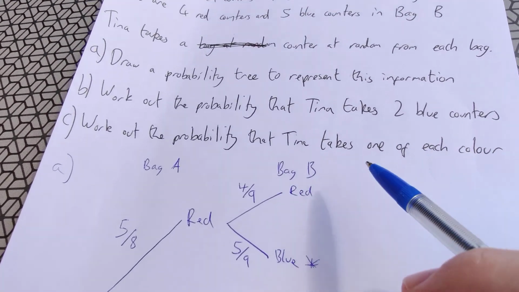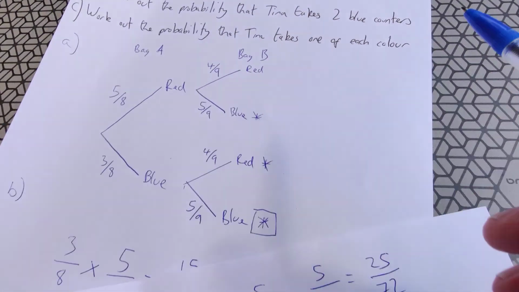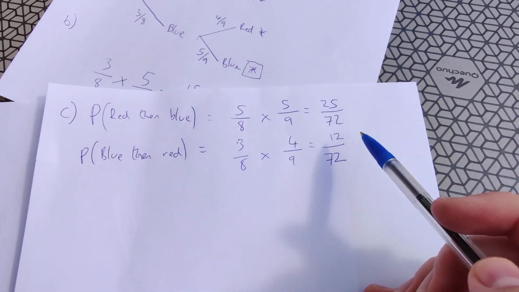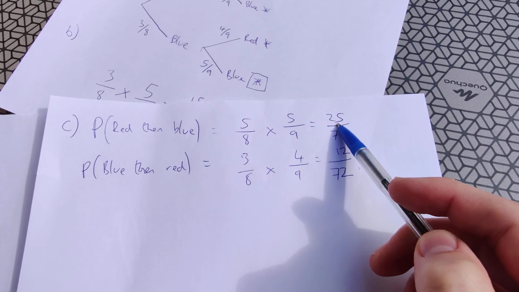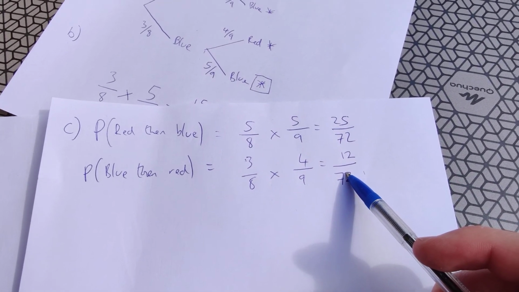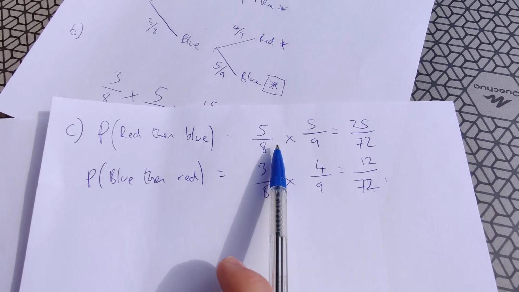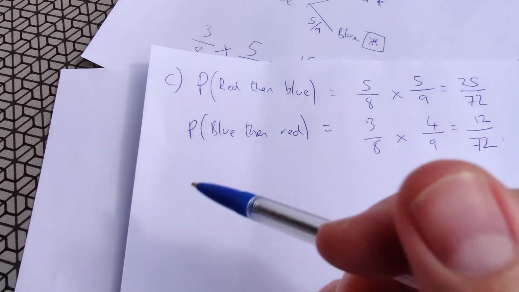The question asked me that she takes one of each colour. It doesn't specify the order. She could take one of each colour by doing this thing, or she could take one of each colour by doing this thing. So what I'm going to do, if I want this or this, I'm going to add them together. Remember, when I wanted this and this, I had to multiply them together. But if I want this or this, I'm going to add them together.